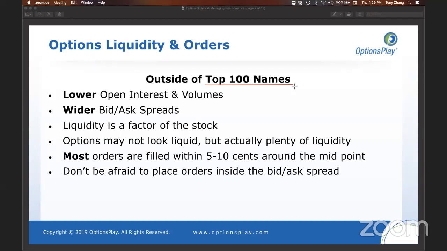So if you think about outside of the top 100 names, that means 400 names out of the S&P 500, which we typically think of as very liquid, fall into this category where many times you have lower open interest and volumes with wider bid-ask spreads. And what I want to address is the fact that the liquidity of an option is really tied to the liquidity of the stock. You don't want to think about just looking at open interest and volume or even just the bid-ask spreads to determine liquidity, because many times you will find that very liquid stocks just don't have a lot of options that are traded on them.